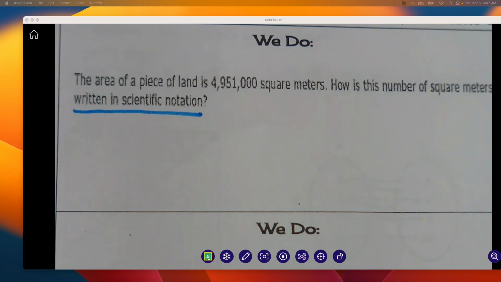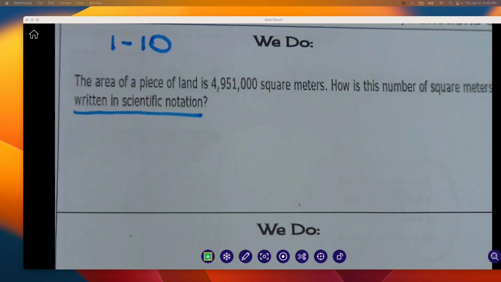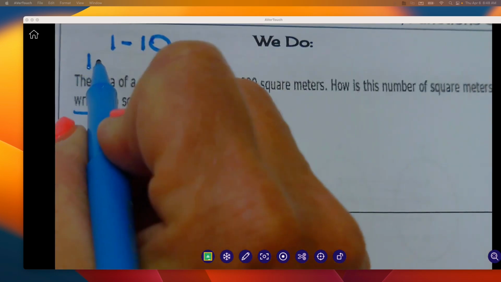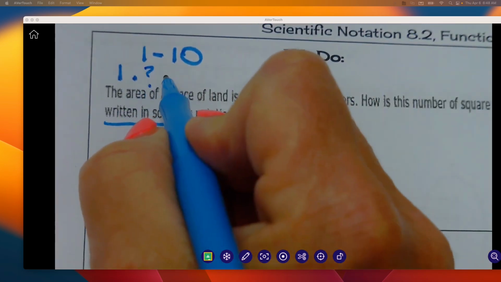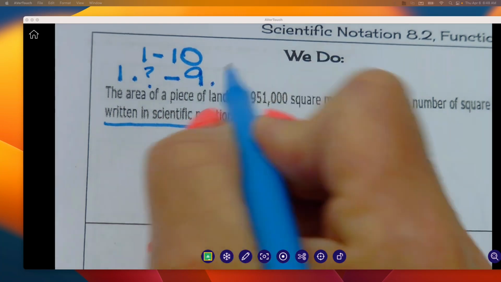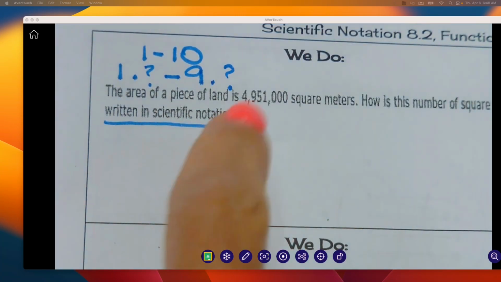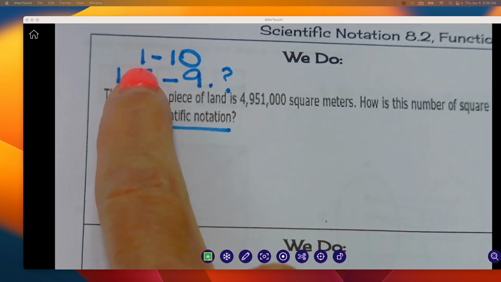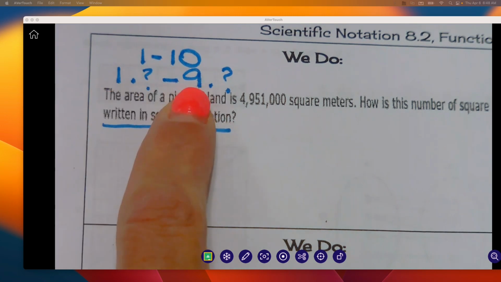Remember, when we're writing it in scientific notation, that means that our base number, our first number that we're multiplying, is going to be between 1 and 10, meaning it is going to be 1 point something and 9 point something. Okay, it's not going to be 10, it's not going to be double digits, and it's not going to be less than 1. So our base number that we're multiplying is going to be between 1 and 10.